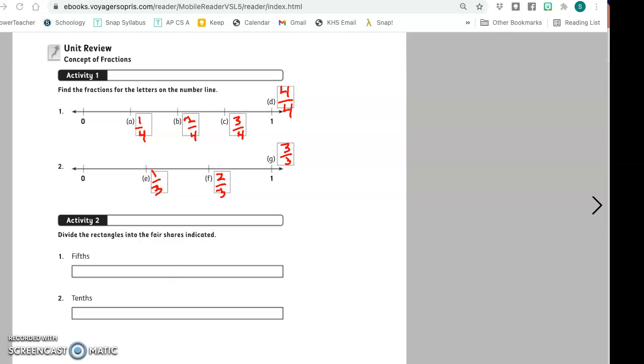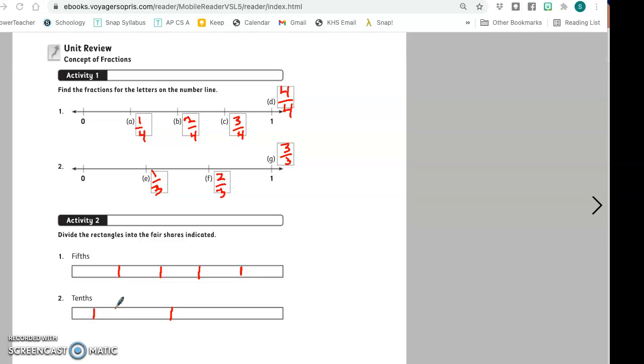Activity 2, divide the rectangles into the fair share as indicated. Right? So number 1, I need to divide it into fifths, right? So I need 5 total equal shares. I'm thinking maybe about right here, here, here, and here. Gives me 1, 2, 3, 4, 5 total boxes there for fifths, right? Tenths, I'm going to have 5 on each half, right? So here's my half. I have 5 on this side, so I need 4 lines in here.